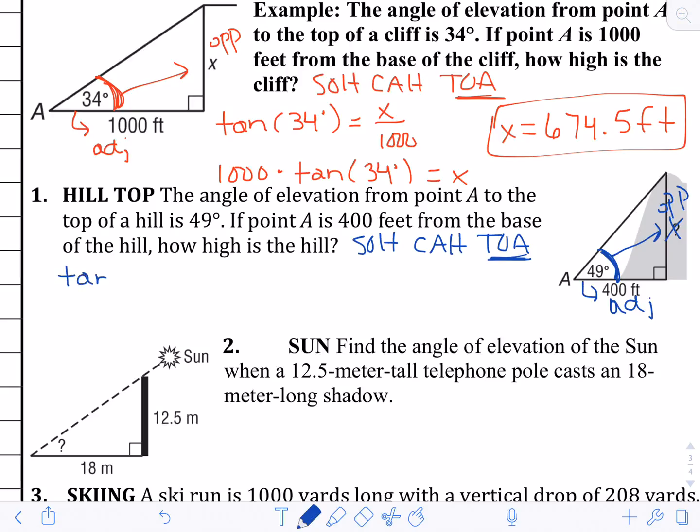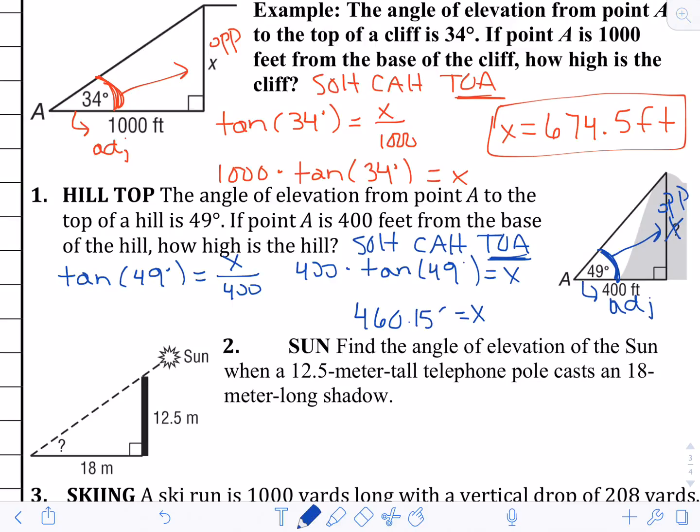So tangent of 49 degrees is equal to opposite, which is x, over adjacent, which is 400. So we're going to have 400 times tangent of 49 degrees equals x. So when you put that into the calculator, make sure it's in degree mode, you will get 460.15 feet. So there's my feet.